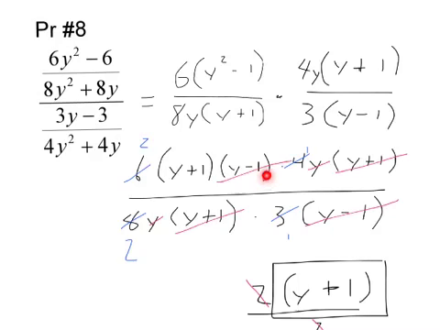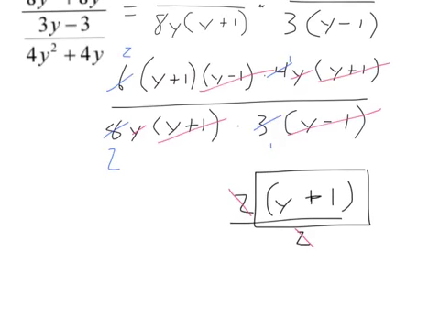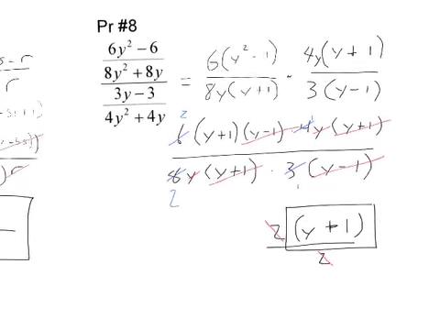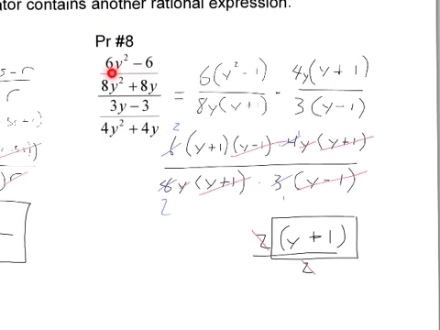And then you can see things just start canceling out like crazy. So you got y minus 1, y minus 1, y plus 1, y plus 1, y, and y. 4 and 8 leaves you with a 2, 3 and 6 leaves you with a 2. And then I rewrote it again just because it got a little messy. And you notice you have a 2 on top and the bottom, so those cancel, and you're left with finally just y plus 1. So this whole thing here is equal to just y plus 1. Pretty cool.